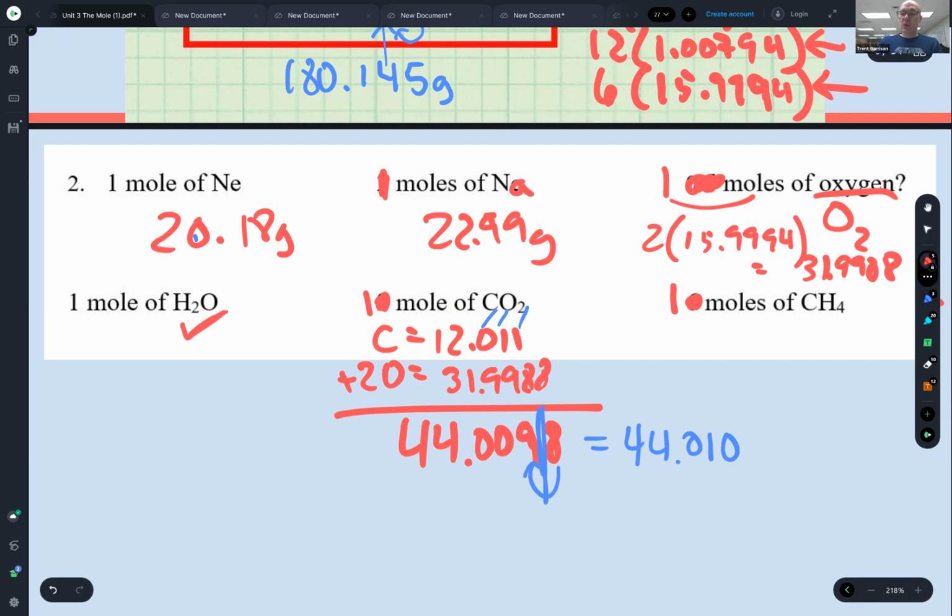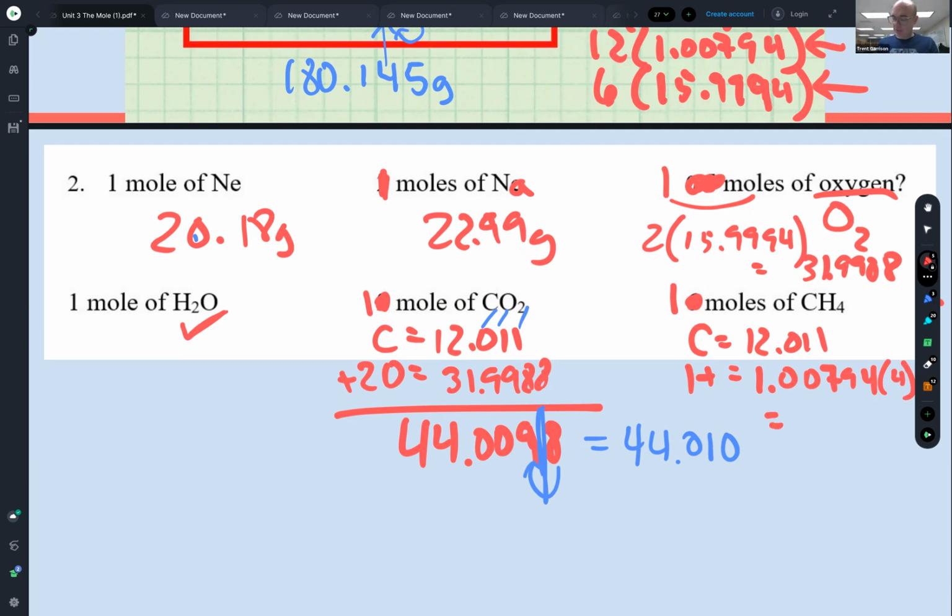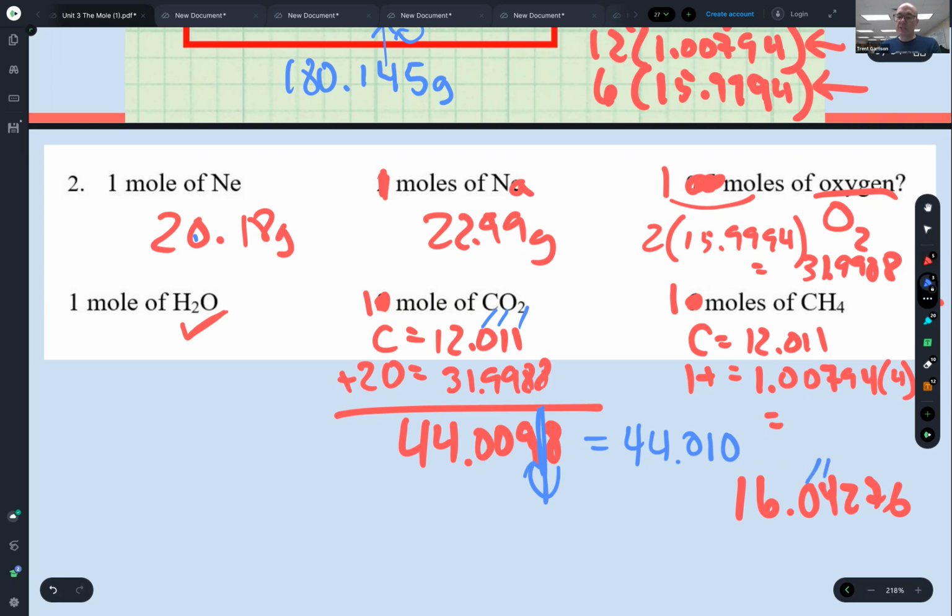Methane, CH4. I've got my carbon is 12.011. My hydrogens are 1.00794, and there are 4 of those hydrogens. 4 times that plus 12.011, and you get 16.04276, but that can't be our answer. With significant figures, we can only use 1, 2, 3 digits. The 7 has rounded that 2, so my answer is 16.043 grams. Okay, this is everything that I wish to share with you for the first topic in Unit 3.